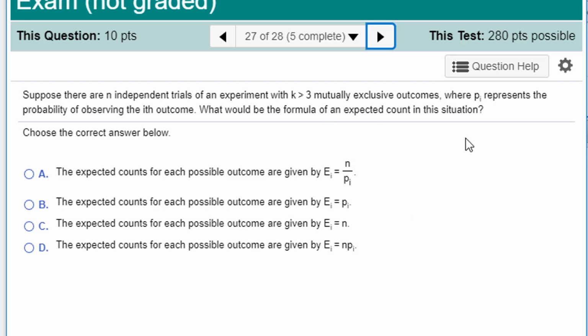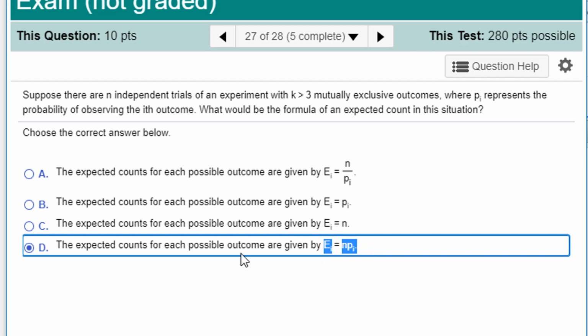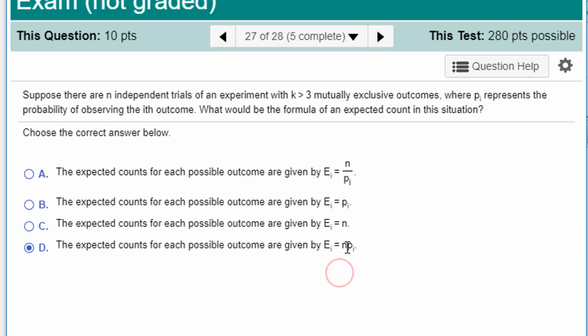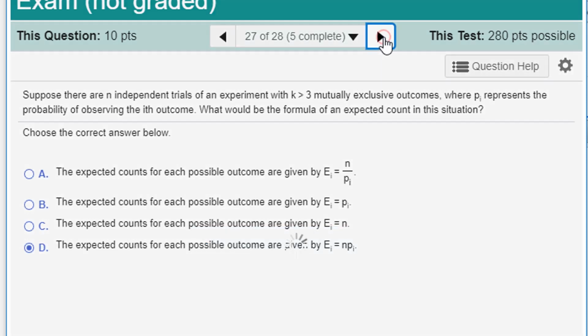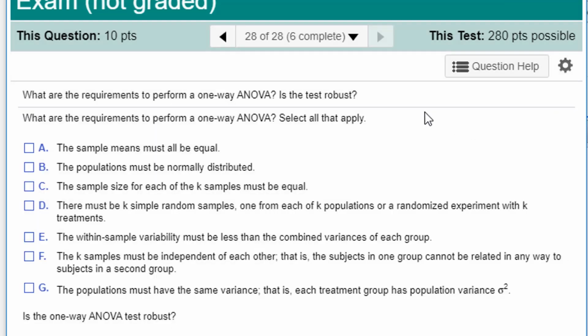What would be the formula for expected count in this situation? So the expected count for every color would be the probability of spinning that color times the number of spins. So it'd be n times pi. That would be the formula for the expected frequency for each color. Yep, that's right. And finally, what are the requirements to perform a one-way ANOVA?